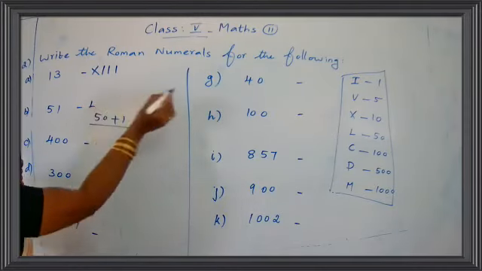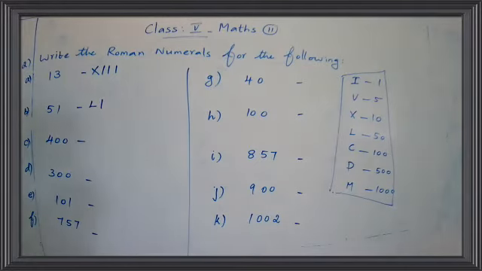Now 400. But you have to know 100 means C. But your first rule: I, X, C, M can be repeated only 3 times. Here 400 is there. So C cannot be repeated 4 times. Yes, children. So what to do?